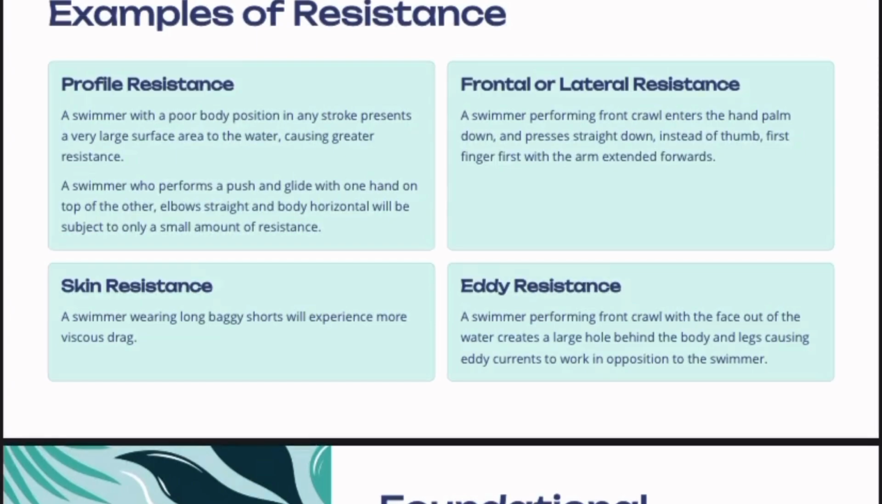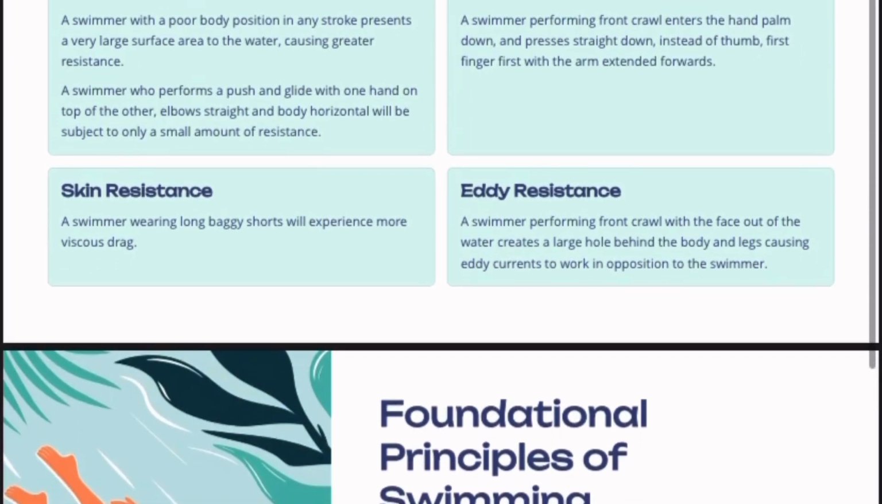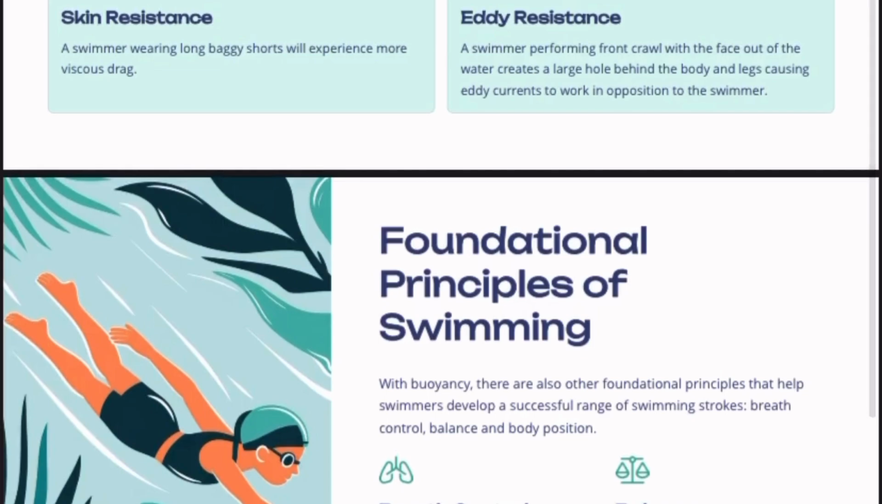And the next is frontal or lateral resistance. If a swimmer performing front crawl enters the hand palm down and presses straight down instead of thumb, first finger with the arm extended forwards. So the eddy resistance: a swimmer performing front crawl with the face out of the water creates a large hole behind the body and legs, causing eddy currents to work in opposition to the swimmer.